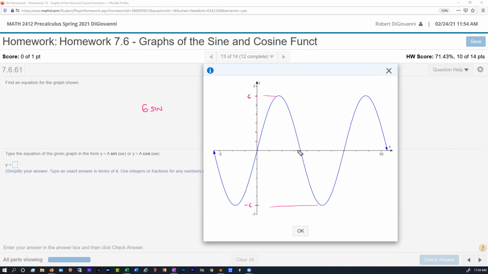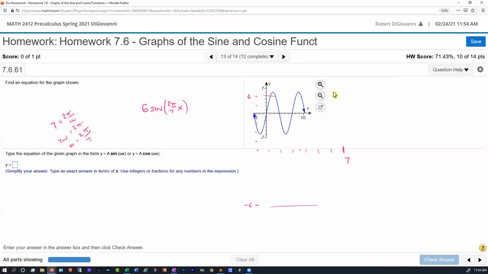We've got the x-intercepts, and I need to know this point right here. That looks like 7, so 1, 2, 3, 4, 5, 6, yeah, that's 7. So the period is 7. So 7 must equal 2 pi over omega. Multiply both sides by omega and divide by 7, 2 pi over 7. So we get 2 pi over 7 in front of x. That should be it.